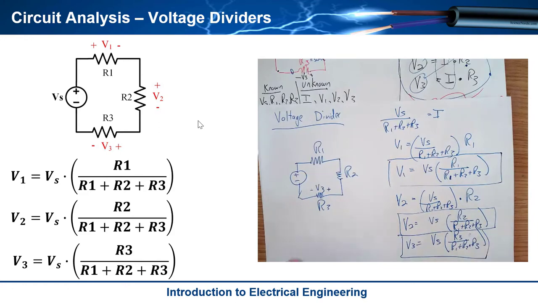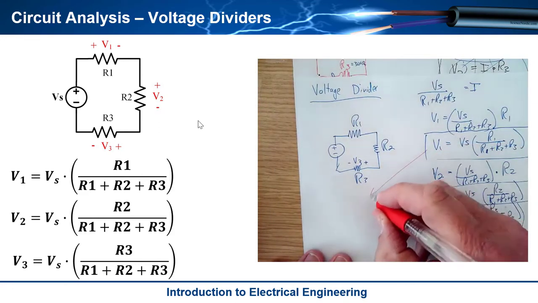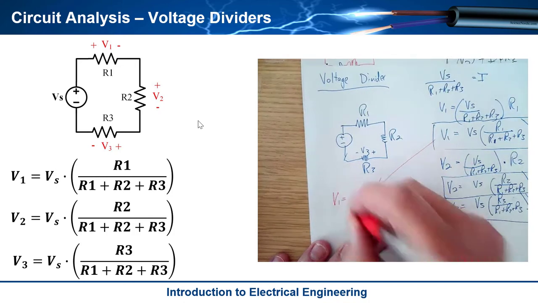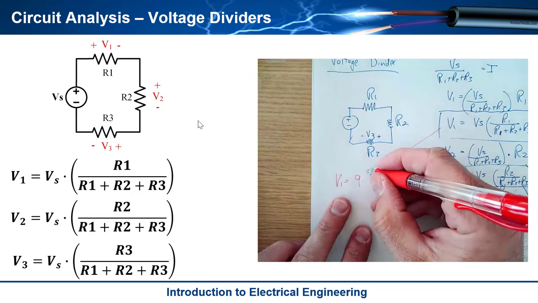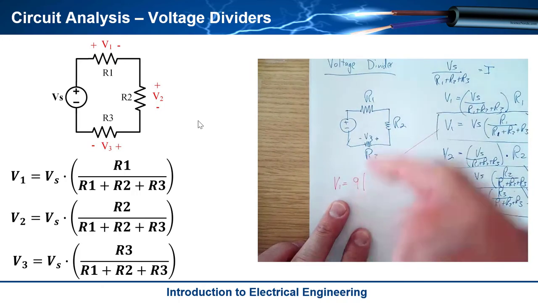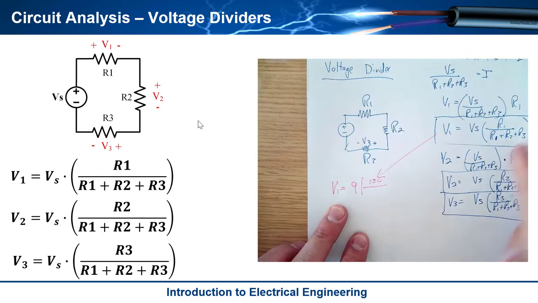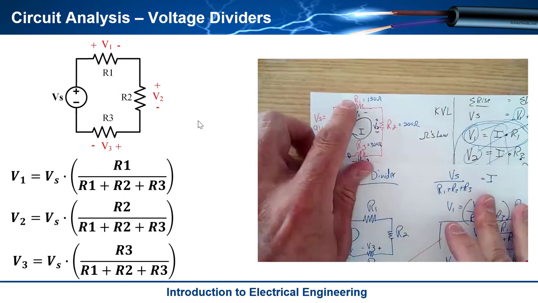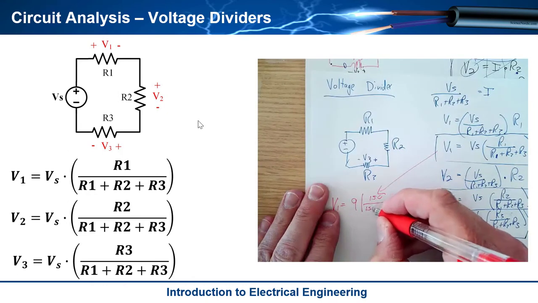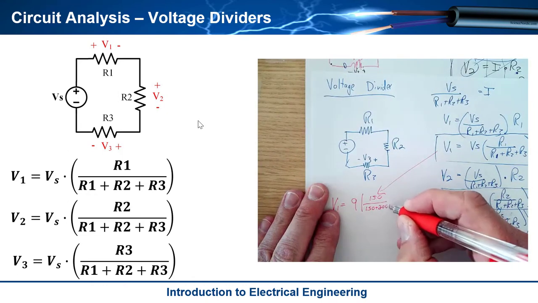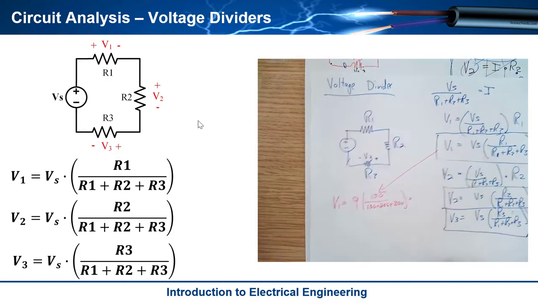Let's try it. I'm getting a little sloppy here, so I'm going to come over here and plug in V1. So V1 is equal to, here we go, Vs was equal to 9 volts. R1 was equal to 150, and then the sum of all three of them, which was 150, 200, and 300. So that's going to be equal to 150 plus 200 plus 300, and that is equal to a voltage.